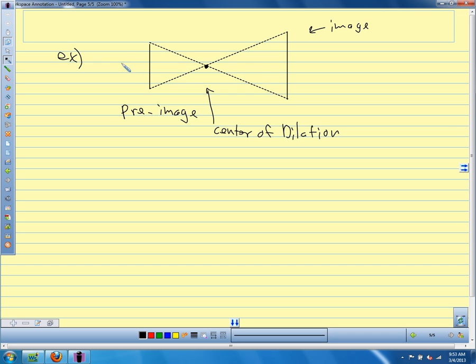And we know that this is 2 inches tall, and this is 5 inches tall. And we want to know what the scale factor is. So if I do this dilation to my pre-image, and I get this image, the original is 2 inches tall, the image is 5 inches tall. How would I figure out the scale factor? What do you think, Linda?